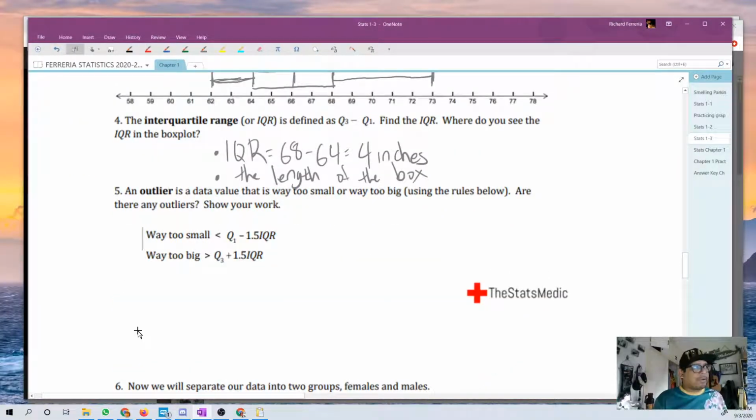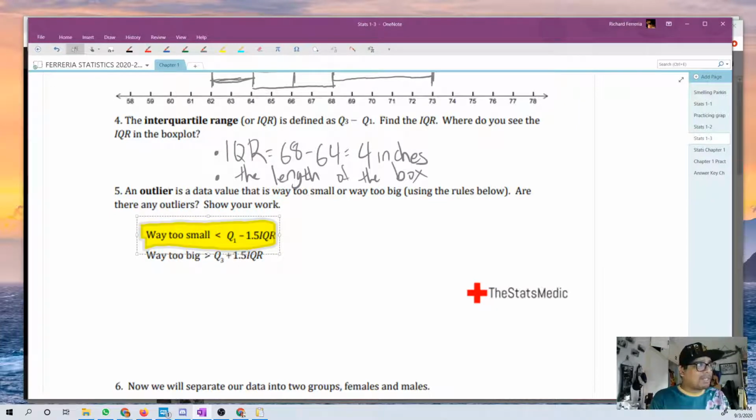An outlier is a data value that's either way too big or way too small, according to the rules that we see below. So are there any outliers? Well, way too small would be any of the heights that are less than Q1 minus 1.5 IQR. That seems kind of arbitrary, and I agree, that 1.5 part is kind of arbitrary.